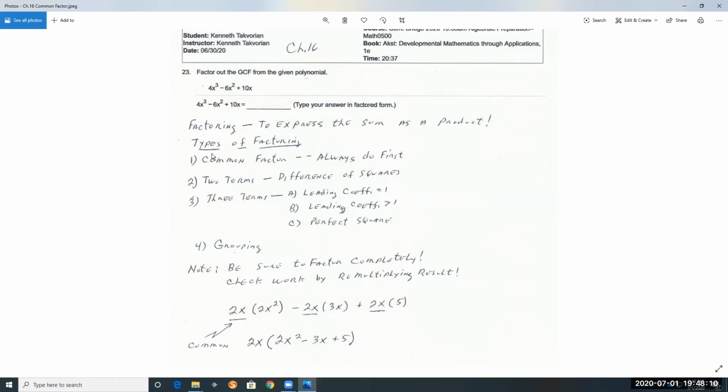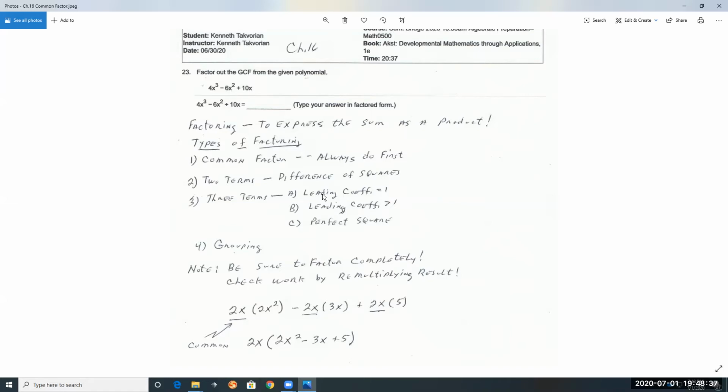Let's go over the types of factoring. The most important and the one you should always follow first, if it is there, is a common factor. Always do this first, common factor, something that's common. If we have exactly two terms, one of the factoring techniques is called difference of squares. If we have three terms, we have three types of factoring.